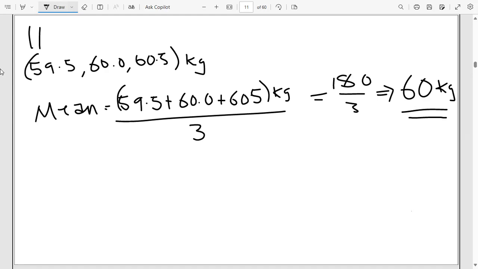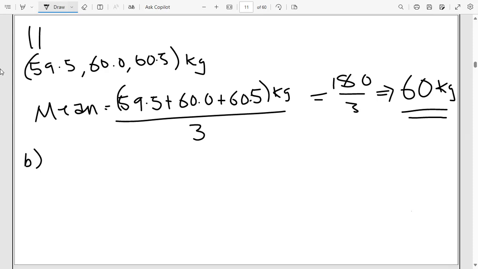And the next question, which is part B, is saying find the estimated uncertainty. So the uncertainty here can actually be estimated using the range. What do we mean by the range? It's the difference between the maximum number, which is 60.5 here, and the minimum number, which is 59.5, divided by 2, as a simple approximation for multiple measurements. So what are we going to do to find the estimated uncertainty?